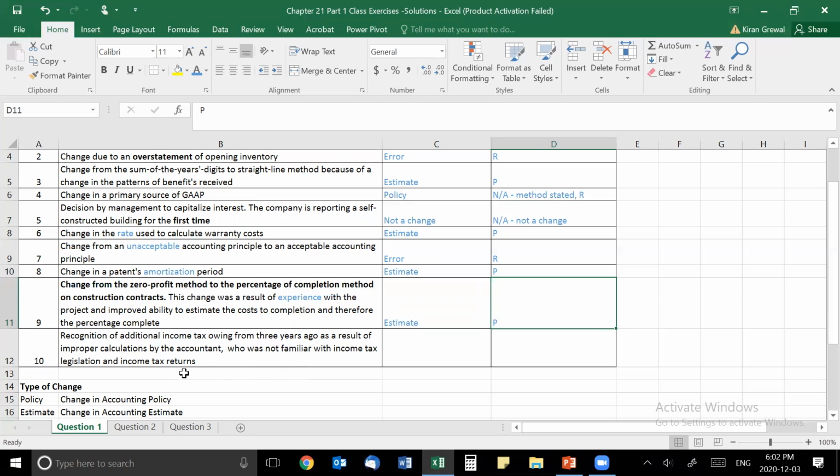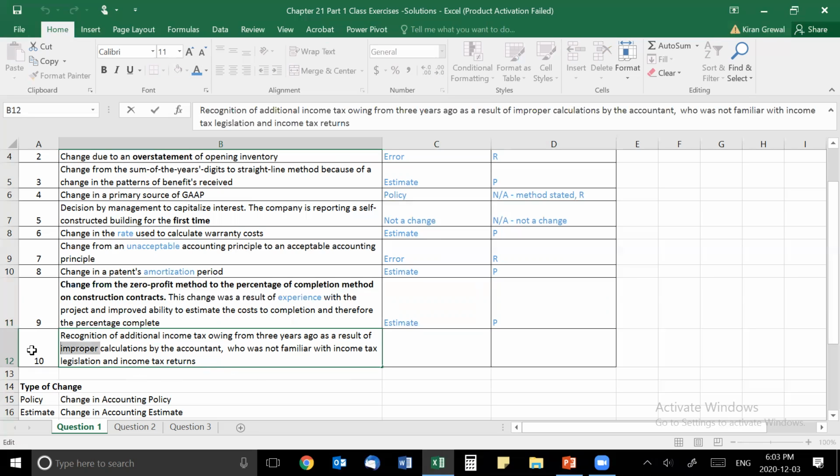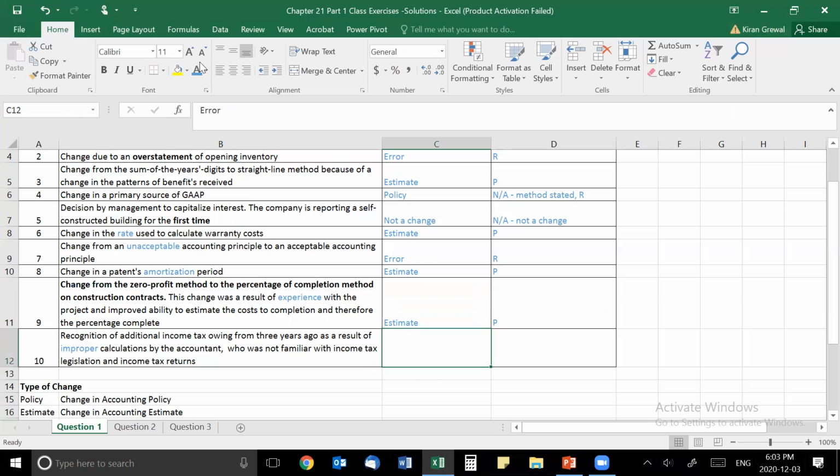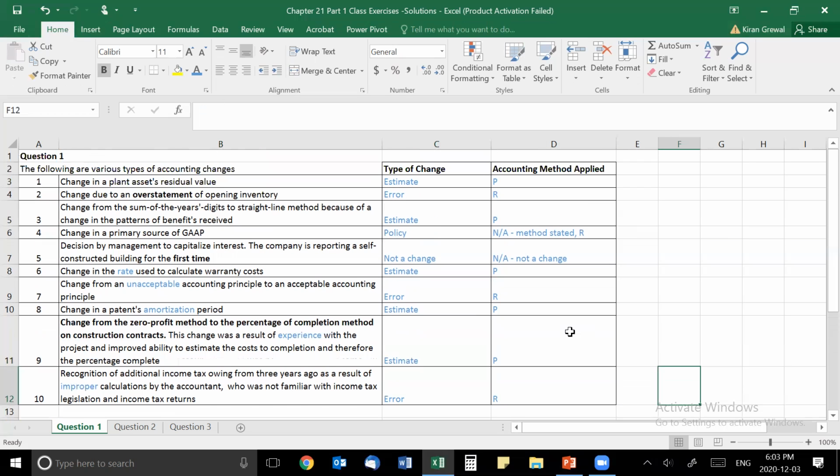And the last one, recognition of additional income tax owing from 3 years ago as a result of improper calculations by the accountant who is not familiar with income tax legislation and income tax returns. So your hint here is improper. Someone did something wrong because they weren't familiar with the income tax legislation. So that one's pretty straightforward. It would be an error. Errors are dealt with retrospectively.